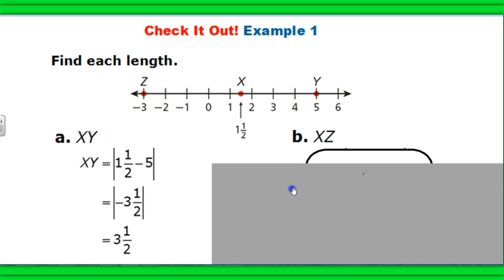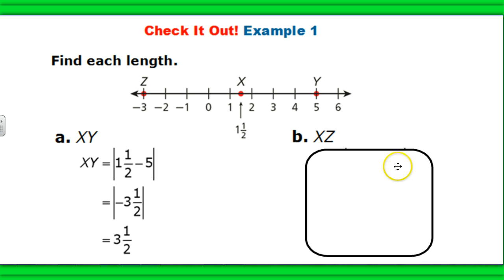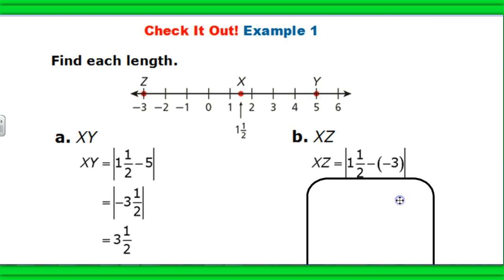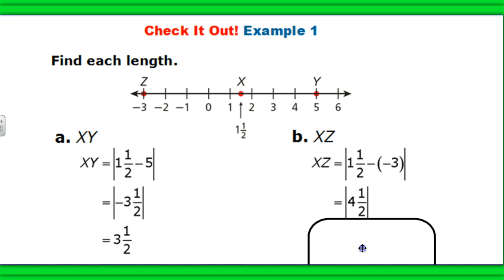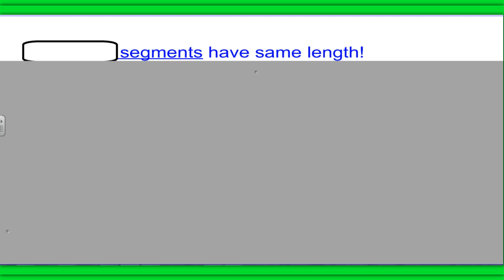Now find the length of XZ. You may have done it one of 2 ways, right? You may have found the absolute difference between 1.5 and negative 3. 1.5 minus negative 3 actually gives you a positive value of 4.5, and the absolute value of 4.5 is 4.5. You might have also found negative 3 minus 1.5, which leaves you with negative 4.5, and that absolute value would also be 4.5.